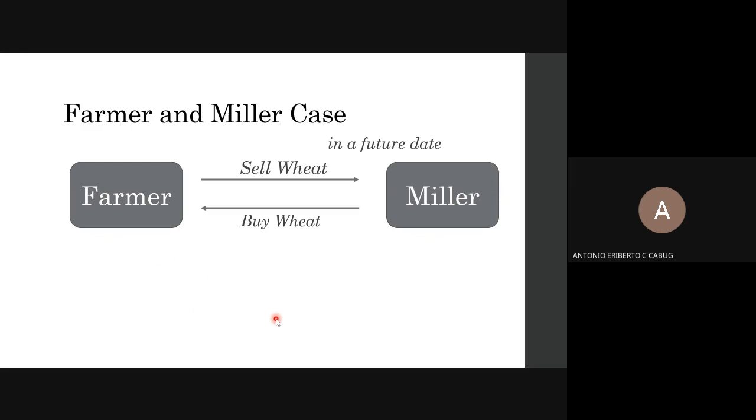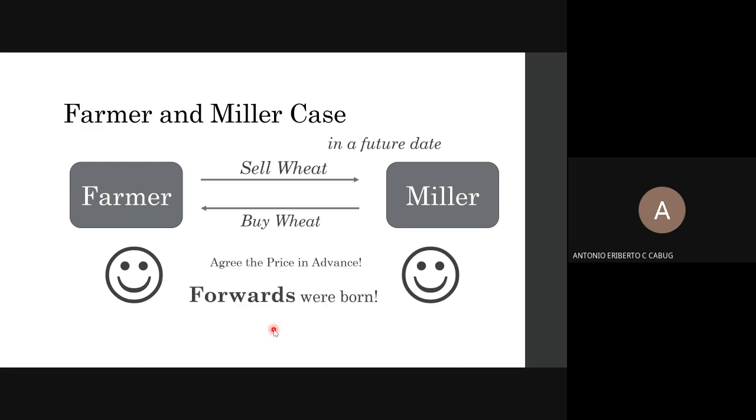So to avoid the problem, it's better that they just agree on a price right now. They agree on the price in advance. And that is how forwards were created, so that they can both sleep at night. They can be happy. It's possible that the farmer would have been better off if, on the future date, the price went up. He would have been even happier. But again, it's not about gaining more, but about being able to sleep at night. You're no longer worried that the price will go down or go up.